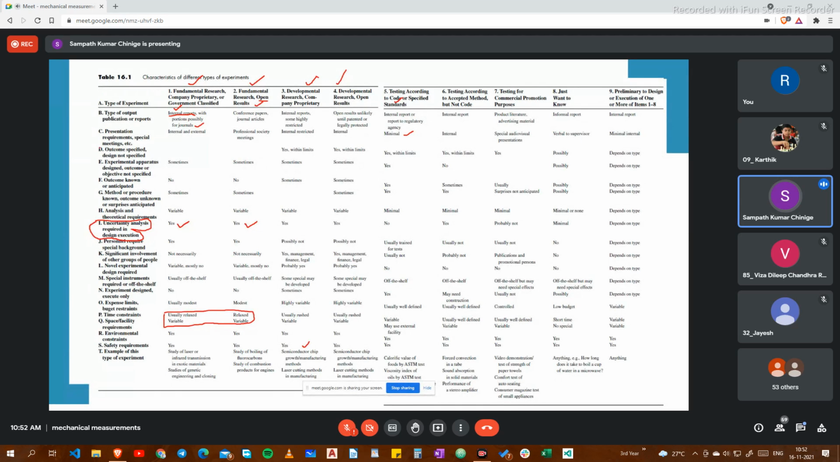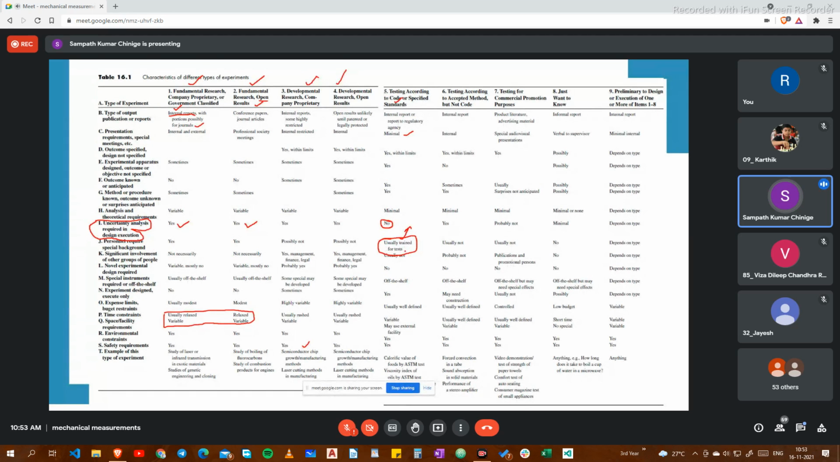Experimental apparatus designed as within limits. Outcome known or anticipated? We don't know, because we are not doing any experiments here, so it is not applicable. Uncertainty analysis is not required. Personnel requiring special background? Yes, usually trained for testing, to check whether the process has followed a particular code or not. They have to know how the code has been laid down, so for that, trained people are enough.